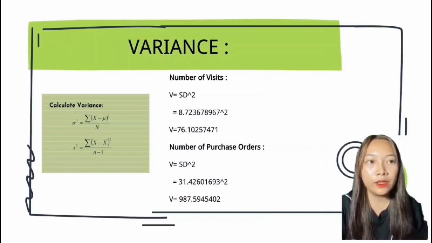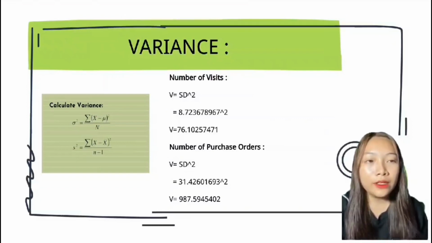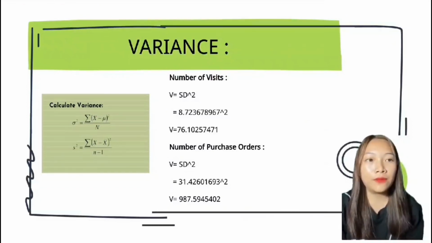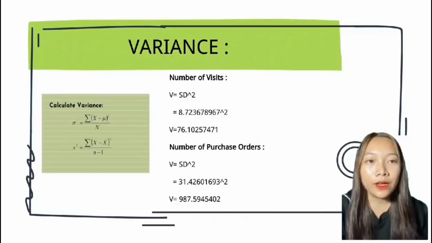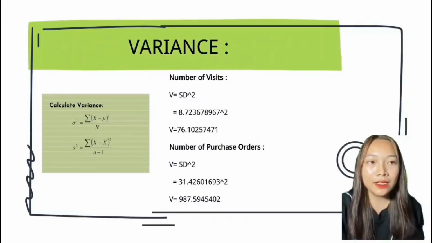The variance formula is SD to the power of 2. So, the variance for visit is 73.5652222. Meanwhile, the variance for purchase is 31.42601693.